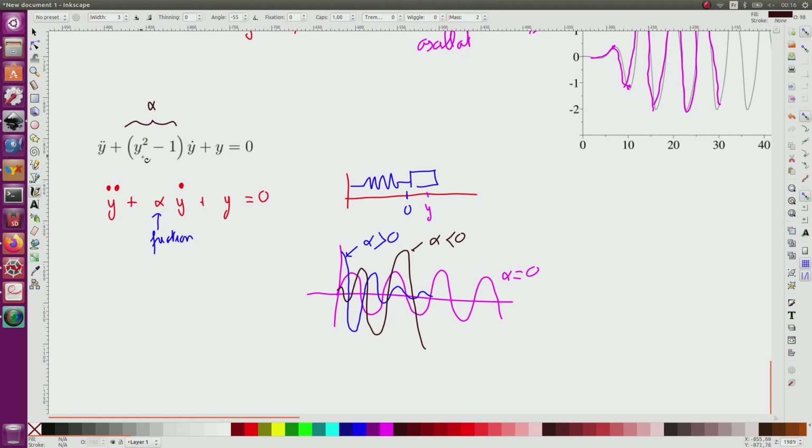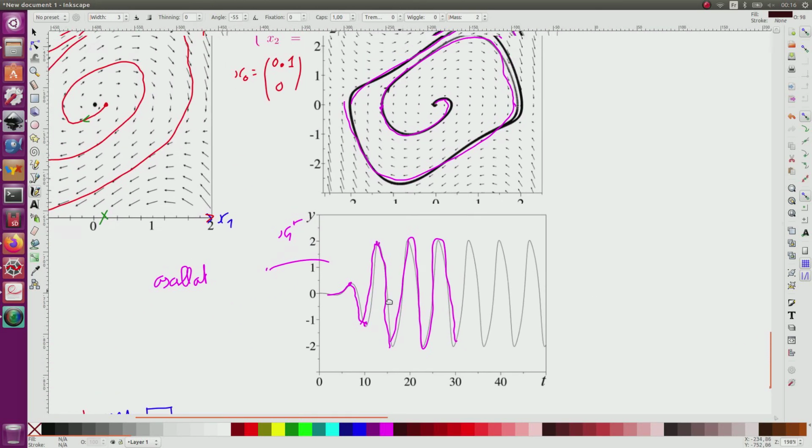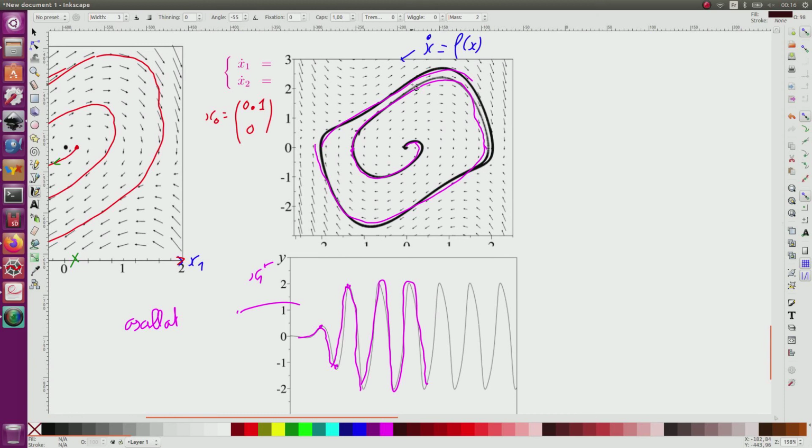Where y is big, the friction becomes positive and energy is taken from the system. And when y is too small, alpha becomes negative and some energy is given to the system. This is why I can understand that I will have some kind of stability around the limit cycle. So the limit cycle we have seen here is stable, and it means that it will not be very sensitive with respect to the integration chain.